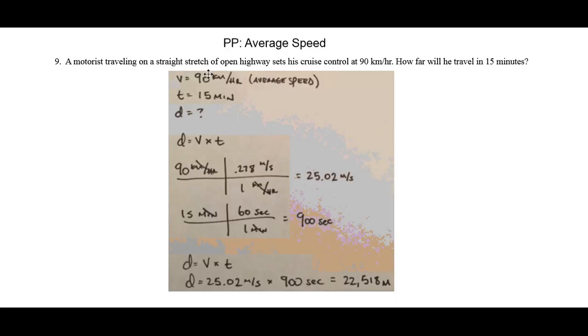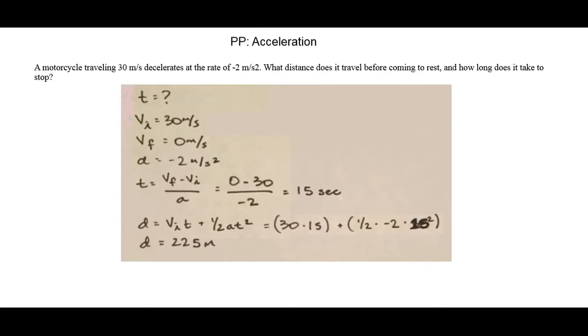So because it's average speed, we can use a variation of v equals d over t. In this case, it's d equals v times t. Two conversions first. 90 kilometers per hour needs to go into meters per second. And 15 minutes needs to go into seconds. So we're left with d equals v times t. D equals 25.02 meters per second times 900 seconds, which is equal to 22,518 meters.